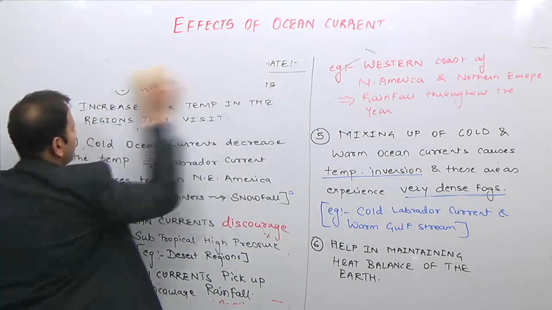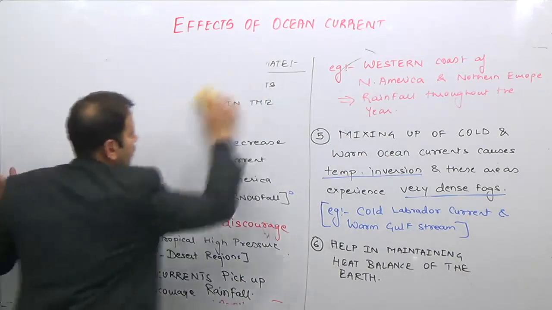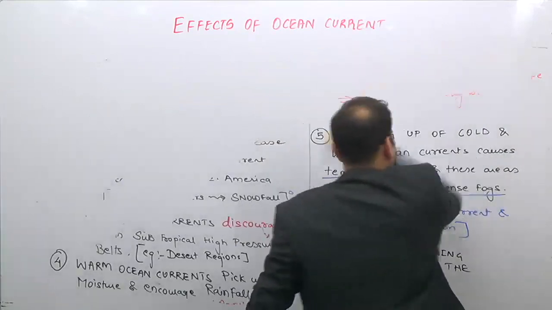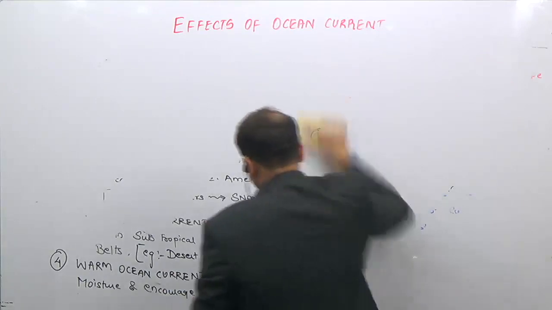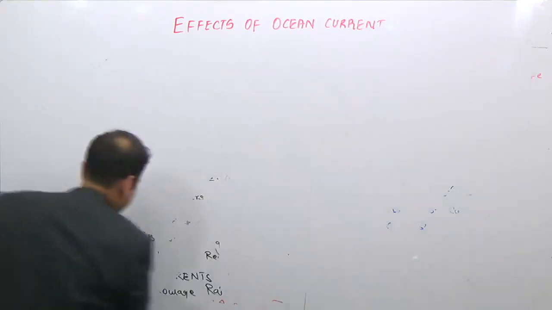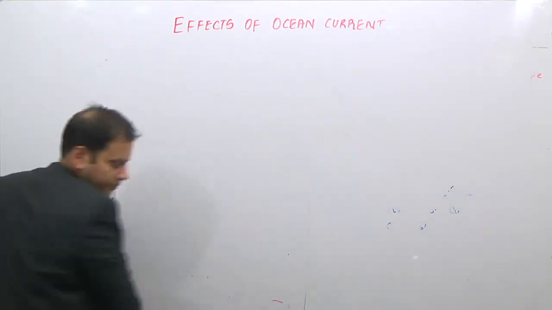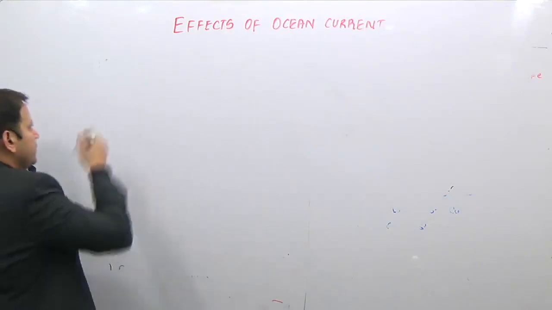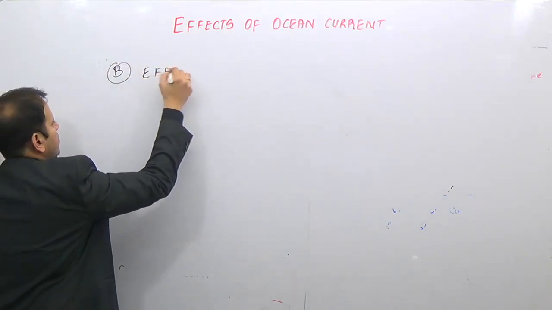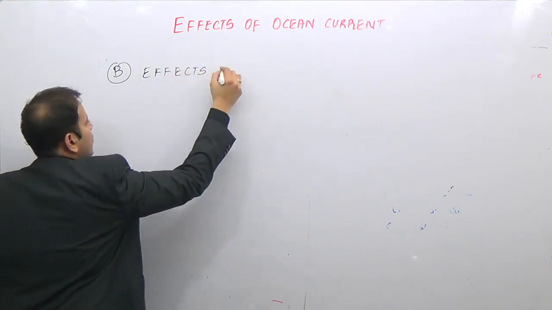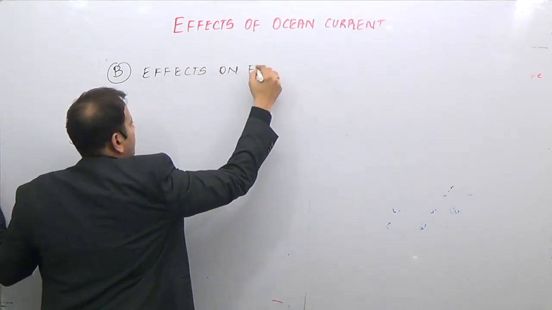The second fact about the ocean current is its effects on fishing.